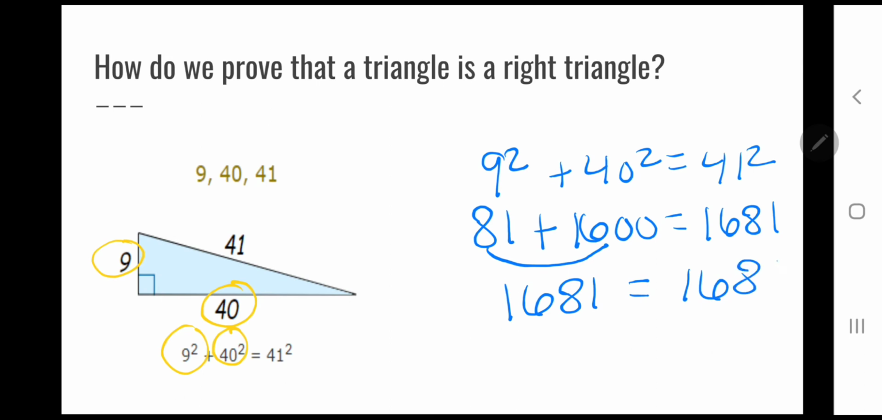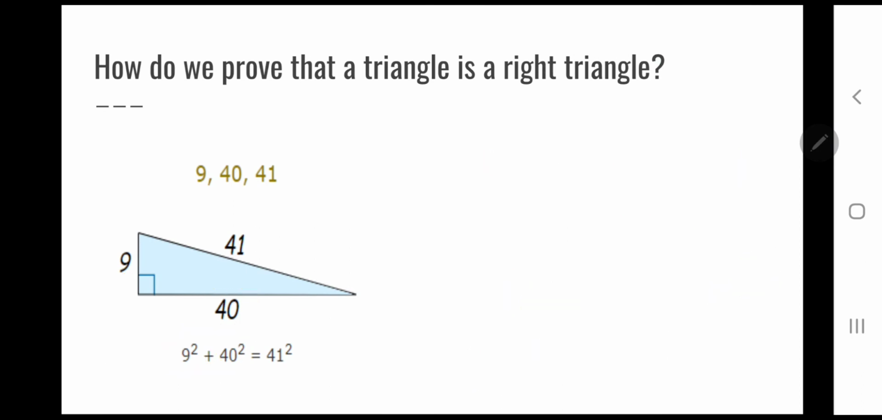And look, both sides balance. It's just like when we solve an equation and both sides equal each other. So yes, this is going to give me a right triangle. Now sometimes they're just going to give you the numbers and they're not going to give you this triangle here. You can easily see that this is a right triangle. But sometimes they're not going to draw it for you. So that's where this becomes important.